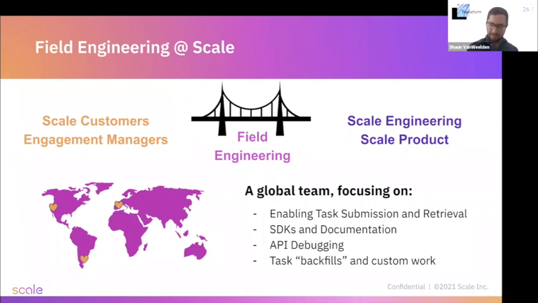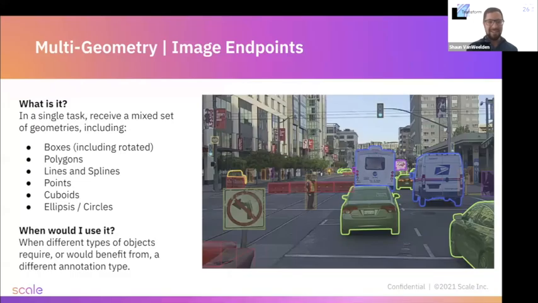All right. So getting into the meat of it, what is new in our image endpoints? Well, first things first, this has actually been out for a bit now, but we have consolidated our single geometry endpoints. If you've been a Scale customer for a while, you might remember that last year you'd have to have an endpoint for boxes and an endpoint for polygons and an endpoint for lines and so on. And that wasn't very efficient, neither for our customers nor for us.